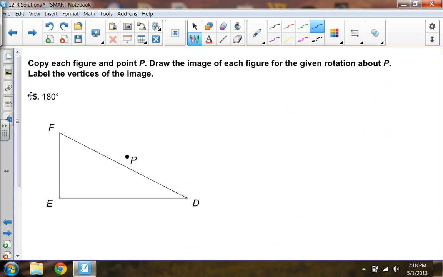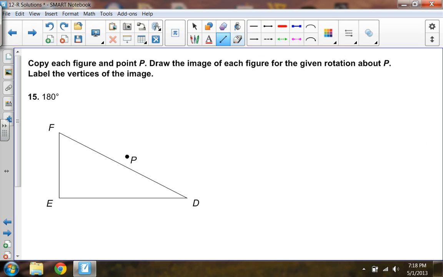Okay. Number 15 here. Copy each figure and point P. So I already did that here. Draw the image of each figure for the given rotation about P. Label the vertices of the image. So this one we want to rotate everything 180 degrees.